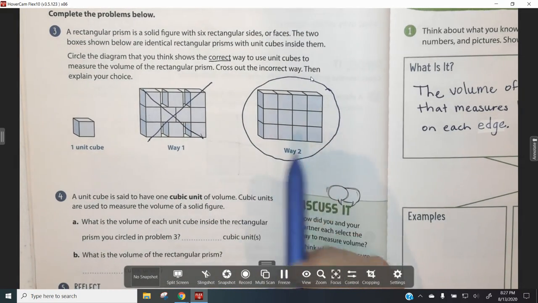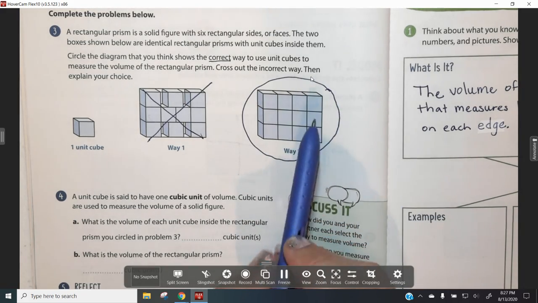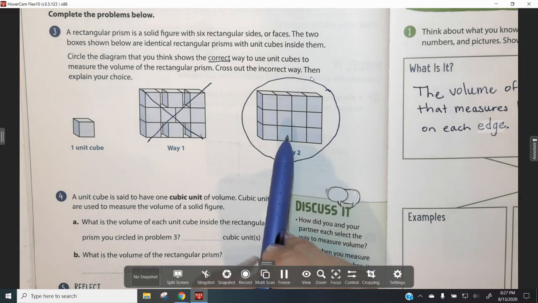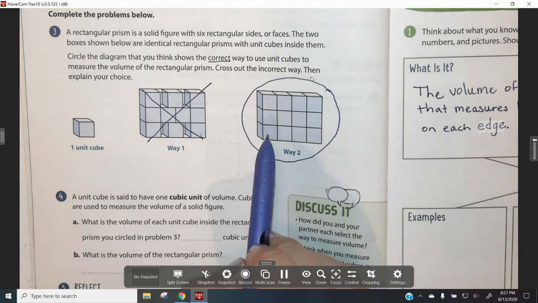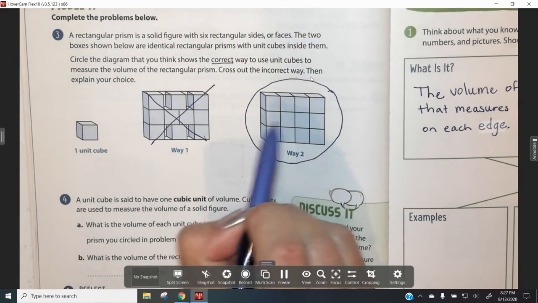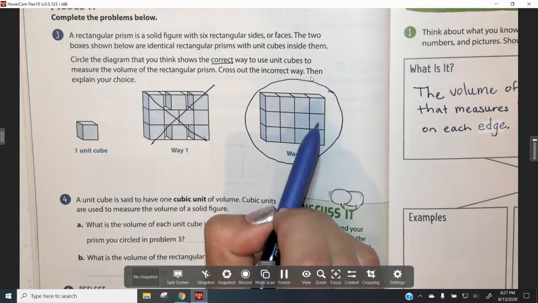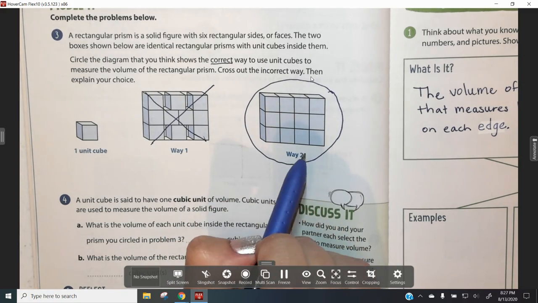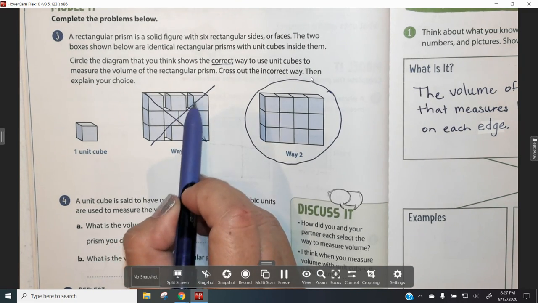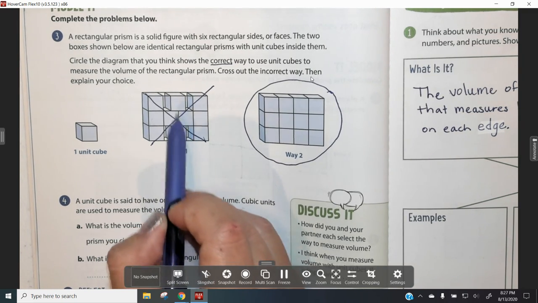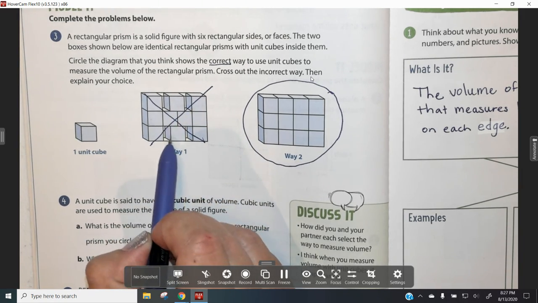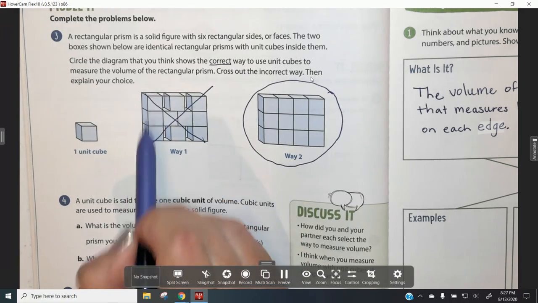The reason that way 2 is the best way or the correct way, is because we have filled this entire rectangular prism with unit cubes where there is no overlapping. That means they don't go on top of each other. And there's no empty space. That's how we know that the volume of this rectangular prism would be the correct way. Here, we see that there's all this empty space. These cubes are not spaced so that they fill all of the area inside of this rectangular prism.